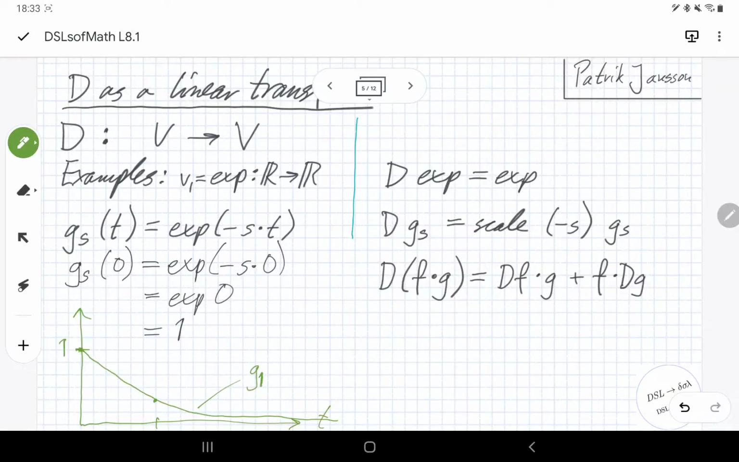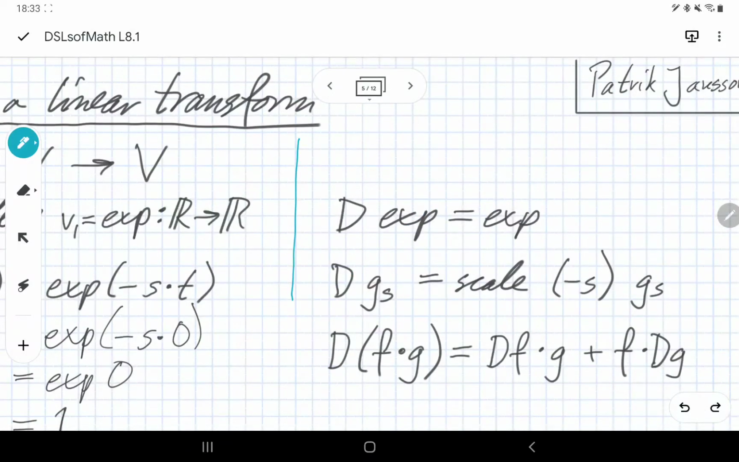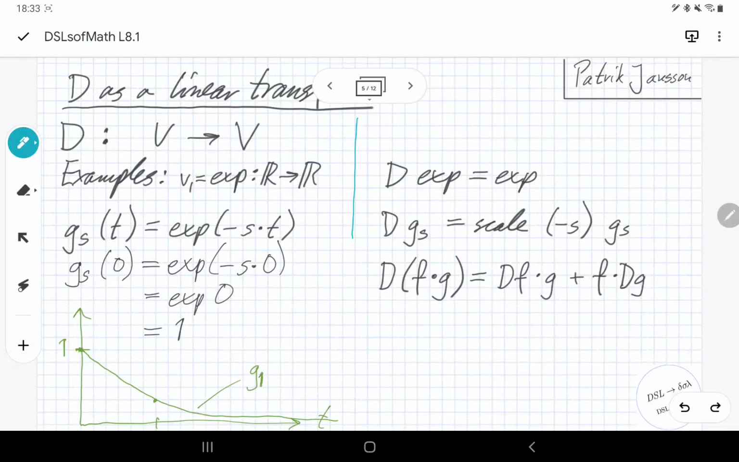What happens if I increase the index, if we say g2? Then it decays quicker. It decays twice as fast. So let's try to draw that with another color. I'm trying to draw a curve which shrinks twice as fast. So this is an approximation of g2.